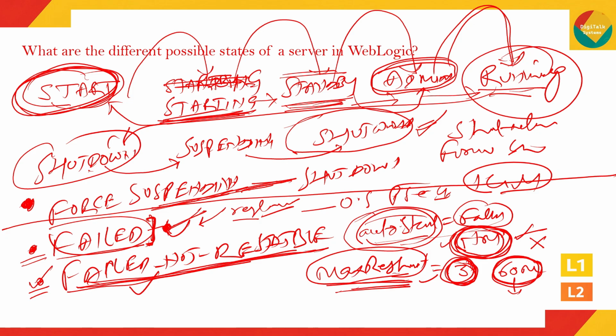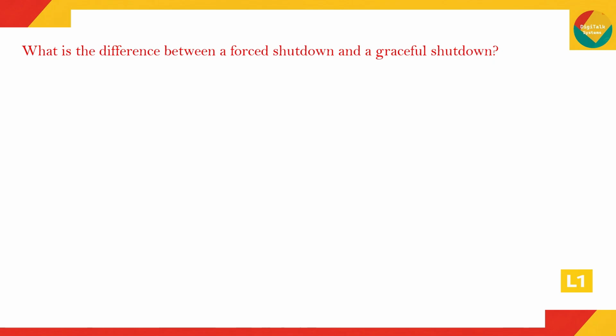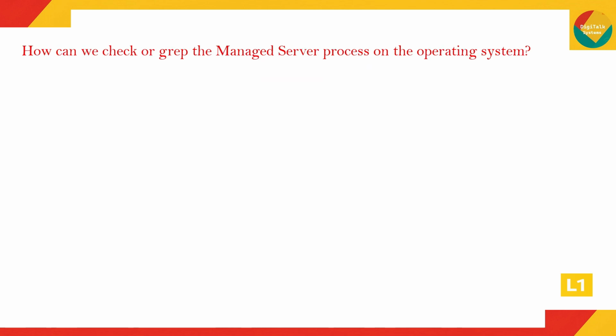So these are the important phases and different states of your server. What is the difference between forced shutdown and graceful shutdown? As I said, if you are doing the graceful shutdown from the console, it will wait for the connected sessions to complete, and after that it is going to shut down your server. But forced shutdown will kill all the connected or running sessions in your managed server and forcefully shut down your managed server.